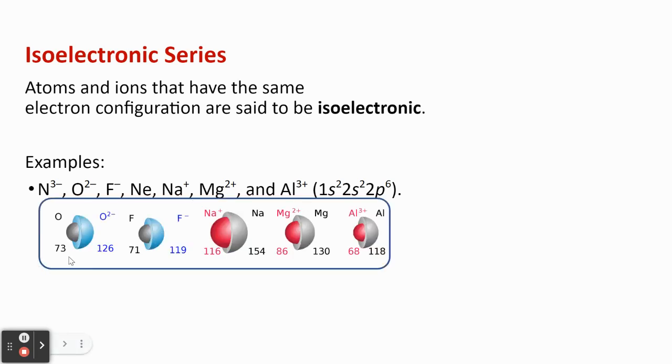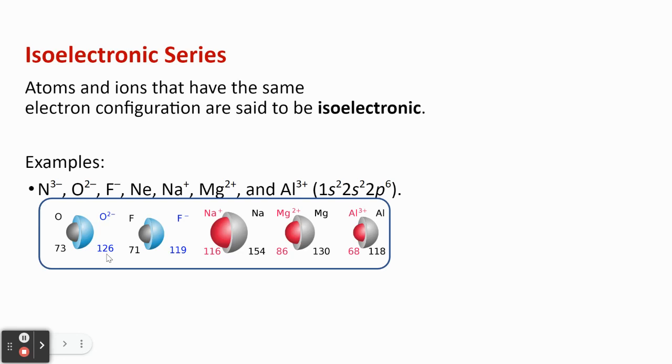Now let's look at their sizes. We'll look at the atoms' sizes first. An oxygen atom has an atomic radius of 73, fluorine is 71. That makes sense because the atomic radius typically decreases as we go across a period. Now, if we look at sodium and magnesium and aluminum, again, we're seeing that the atomic radius is decreasing as we go across that period.